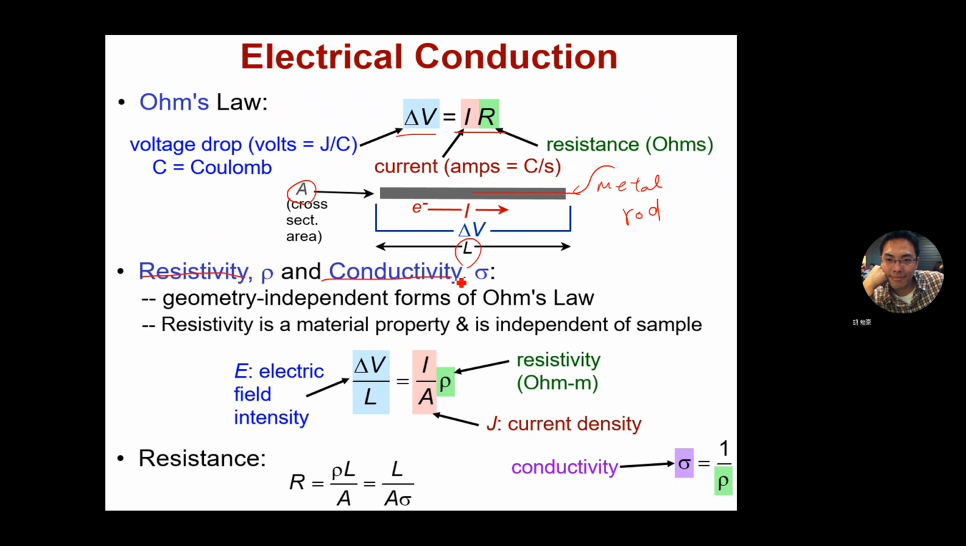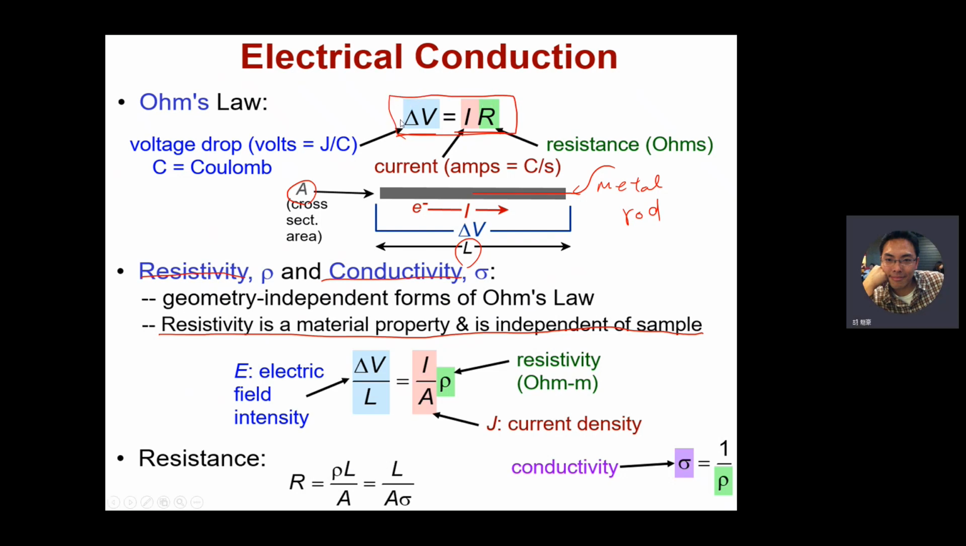Resistivity and conductivity are material properties. Okay, so when we say it's a material property, that means it's geometry independent. Resistivity is a material property and is independent of the sample. For example, we have Ohm's law, right? Ohm's law says the voltage drop equals current times resistance. And if we have a sample, which is the metal rod, we can normalize by its geometry.